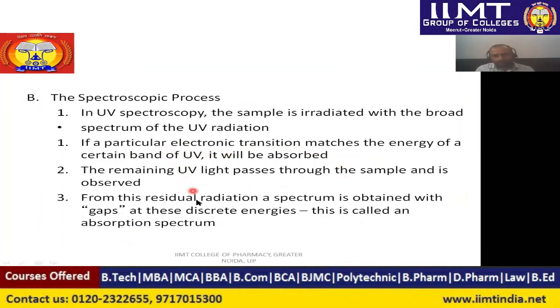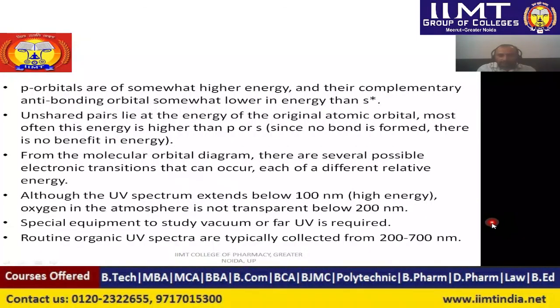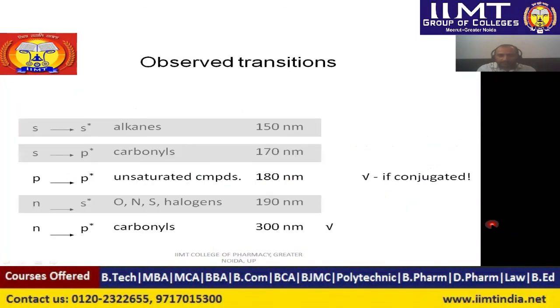Now again, the same thing, the UV spectra. When a sample is irradiated with the spectrum of UV radiation, then the electronic transition with the energy of the UV band will be absorbed. The remaining UV light passes through the sample and is observed, and the residual obtained in the gap is called the absorption spectrum. Now, let me move to the next slide.